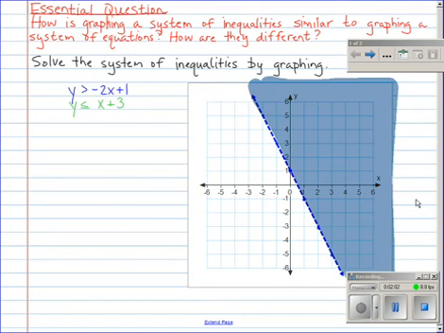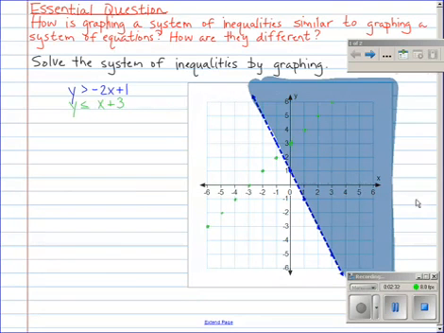Y is less than or equal to x plus 3. It's in slope-intercept form. I'm going to graph my y-intercept first, which is a positive 3. My slope is a positive 1. So starting at the y-intercept, we rise 1 and run 1. I run out of room, so then I can go down 1 and to the left 1 to finish out that line.